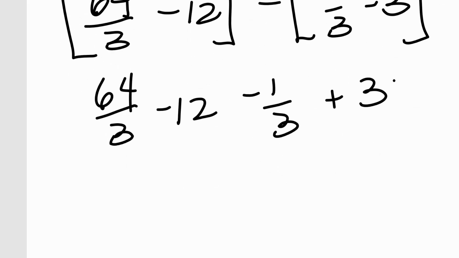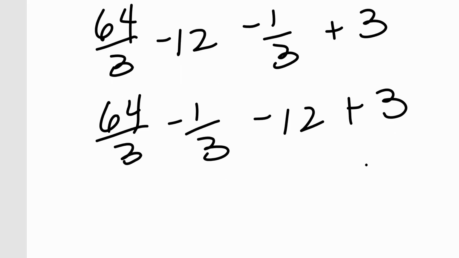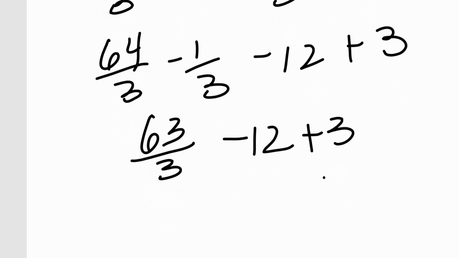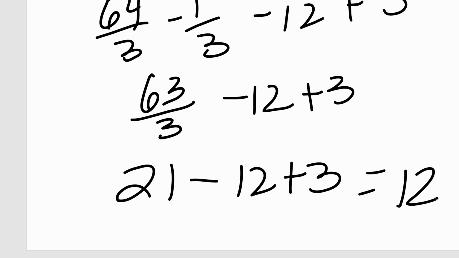Now I'm going to go ahead and combine like terms. So I'm going to get 64 over 3 minus 1/3 minus 12 plus 3. I'm going to do my fractions first. 64 minus 1 is 63 over 3 minus 12 plus 3. Well, 63 divided by 3 is 21. So I get 21 minus 12 plus 3, which is going to give us an answer of just 12. So that is how we do a definite integral.